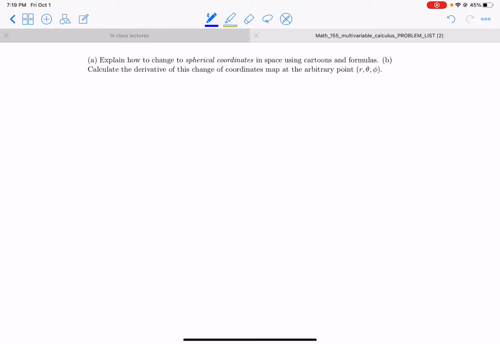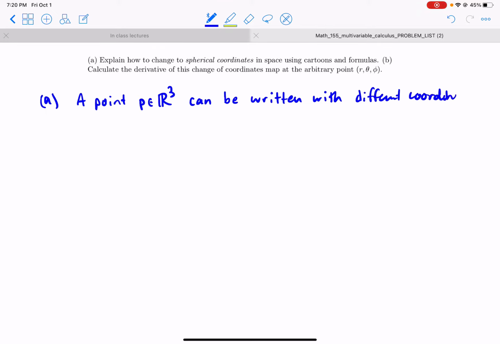Hello everybody. Part A, explain how to change to spherical coordinates in space using cartoons and formulas. Okay, so part A, a point P in R3 can be written with different coordinates corresponding to this picture.